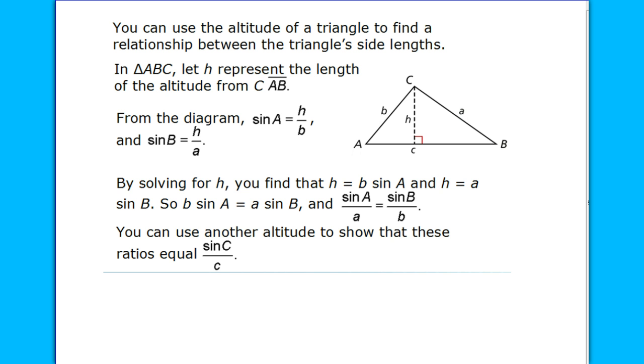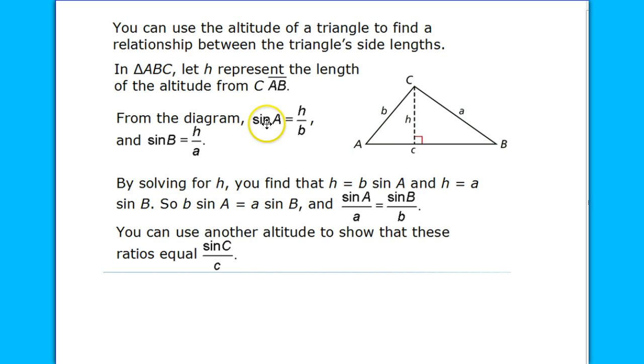All right, this is super important. This is the reasoning behind the law of sines relationship. Before we look at that rule, let's look at this triangle. You can use the altitude of a triangle to find a relationship between the triangle's side lengths. In this triangle ABC, let H represent the length of the altitude from vertex C to side AB. From the diagram, we can see that sine of A, remember sine is opposite over hypotenuse, right? Opposite over hypotenuse. So this is the little triangle we're looking at. Sine of A would be H over the hypotenuse B. Sine of B would be H over the hypotenuse A.